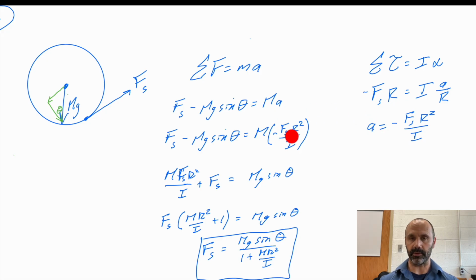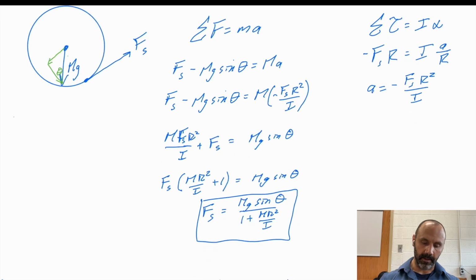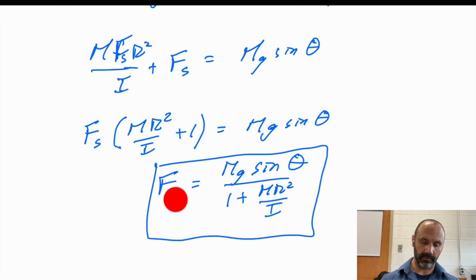Notice a is not one of the things that we can have in our final expression, so we're going to substitute that out, get rid of that. The rest of this now is just solving for Fs. So I bring the terms with Fs together on the same side, I factor out Fs, and then I divide, and I get this expression for the force of static friction.